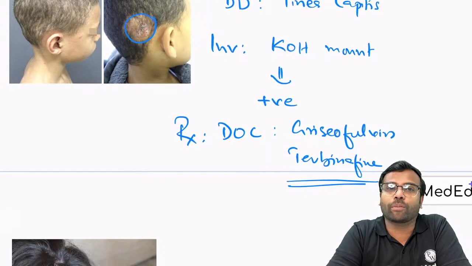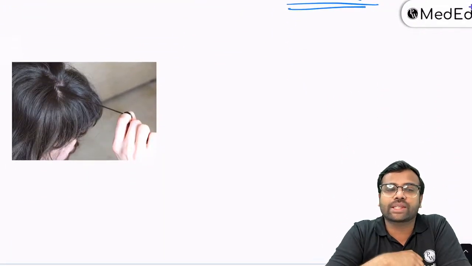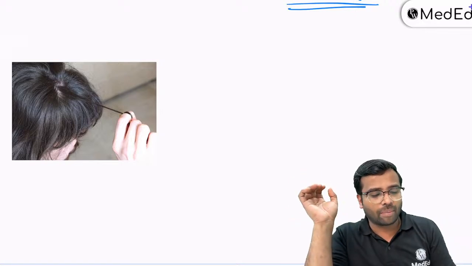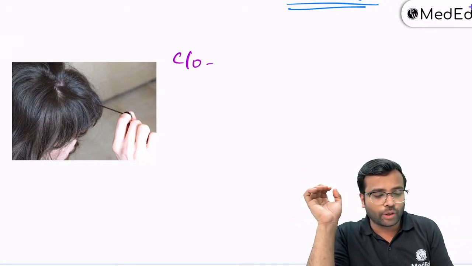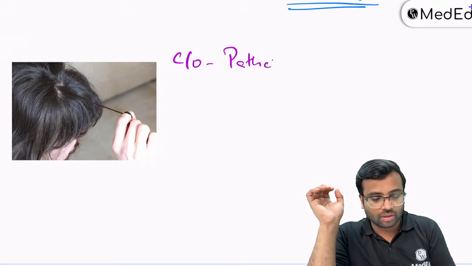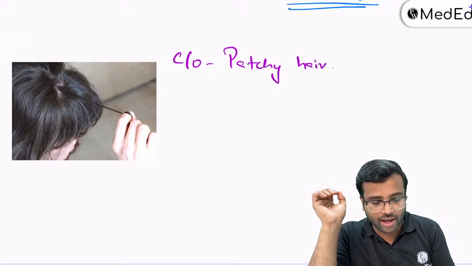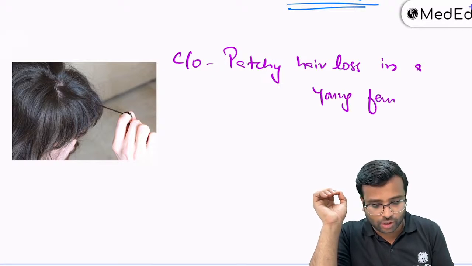Now I'll give you one more example here. Now this is another patient who is coming to you with the same complaint. अभी यहाँ पे भी complaint क्या है? The complaint here is again going to be patchy hair loss in a young female. So this is a clue for you.